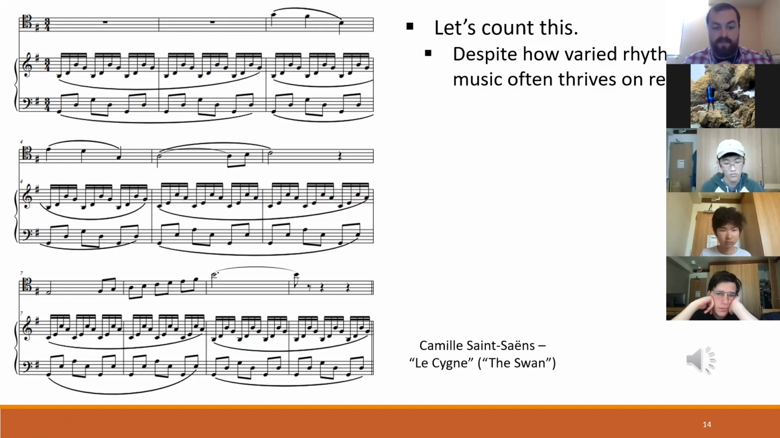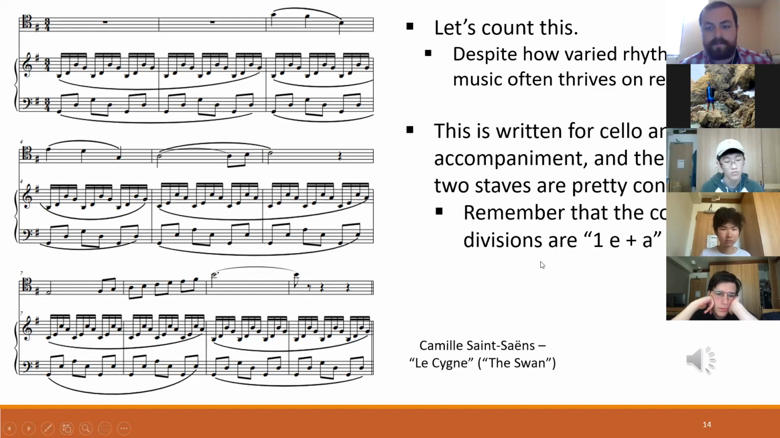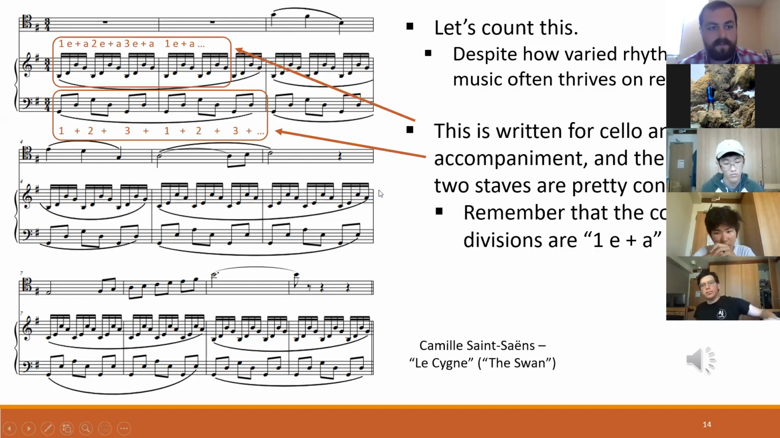The drummer may just be doing a simple 4 pattern the entire tune because what's happening above it are the vocals, the guitar, whatever you want. So, as I just said, written for cello and accompaniment, the bottom 2 staffs are consistent. Remember the counting for divisions are 1 E and A. If we have 3/4, there's 3 quarter notes in every measure. And since there's no rest, it's just 1 E and A, 2 E and A, 3 E and A. For instance, like this.